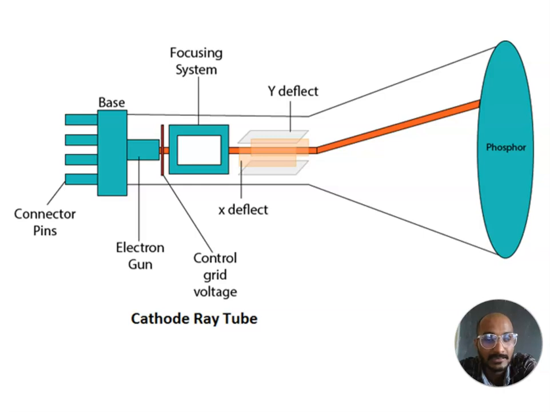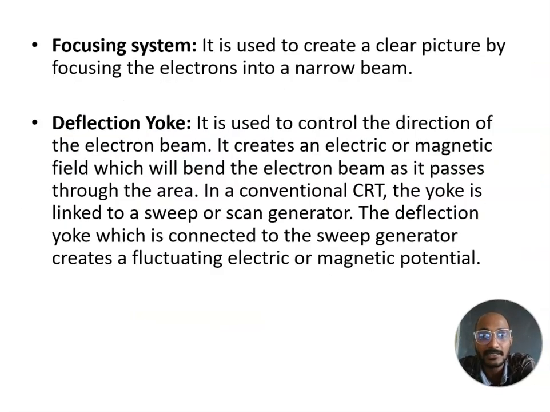Now what is the main use of this control grid? When the system is connected, the electron gun starts firing electrons. So this control grid controls the supply of electrons. Whenever it is required, it will allow, and whenever it is not required, it will stop the electron gun from firing the electrons. So the next part is the focusing system.